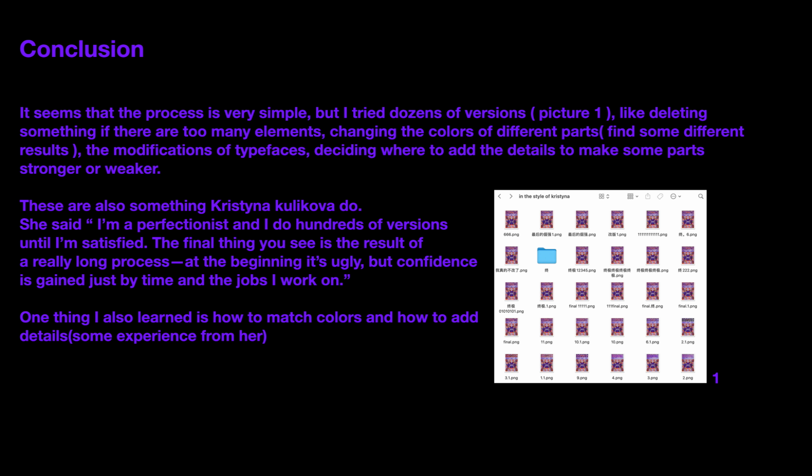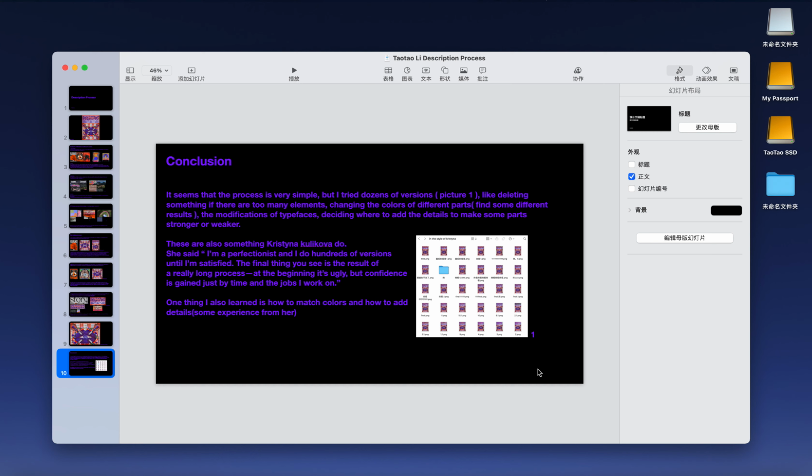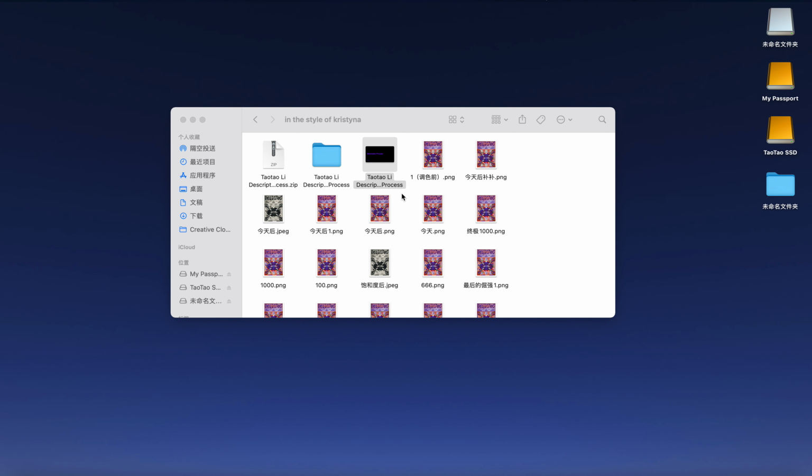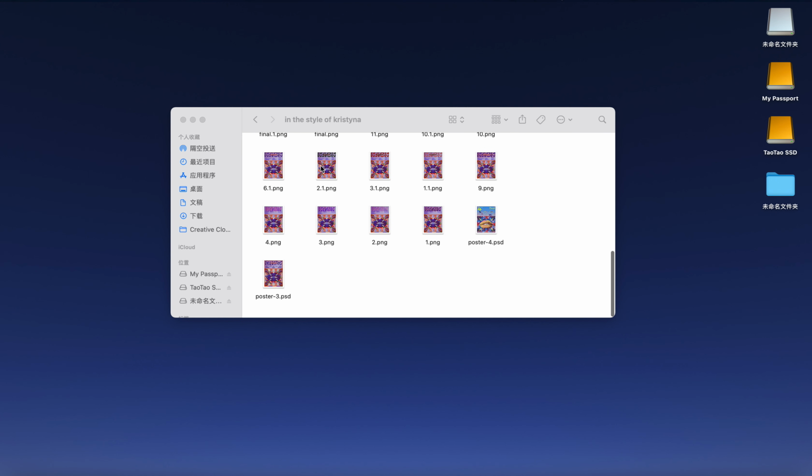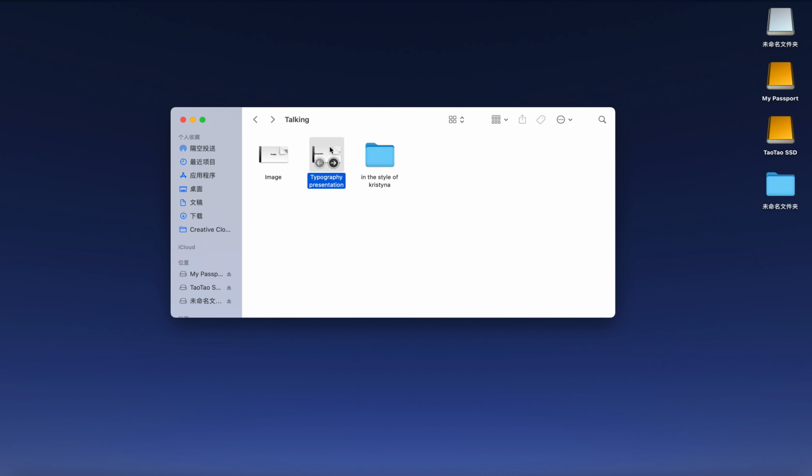It seems that the process is very simple, but I tried dozens of versions, like deleting something if there are too many elements, changing the colors of different parts to find different results, modifying typefaces, and deciding where to add the details to make some parts stronger or weaker. As you can see, this is a very long process. Okay, next.